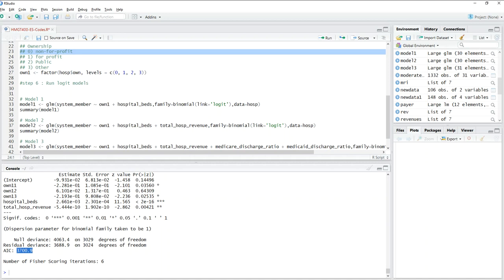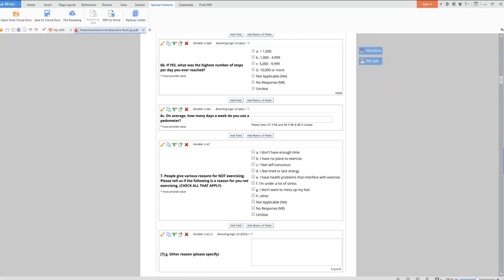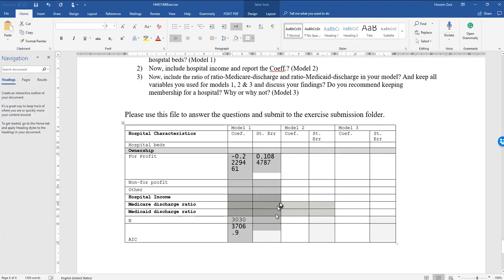We have AIC here, so you know that, sorry, it's a different file. Okay, this is AIC. You know, in exercise 4, some of the students reported two R squares. There is R square and adjusted R square in a regression model, but here, for each model we have one AIC. Please make sure you don't report anything else here. Okay.